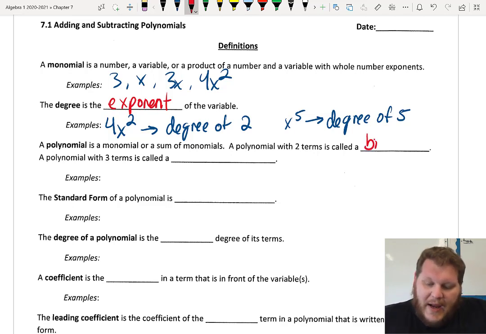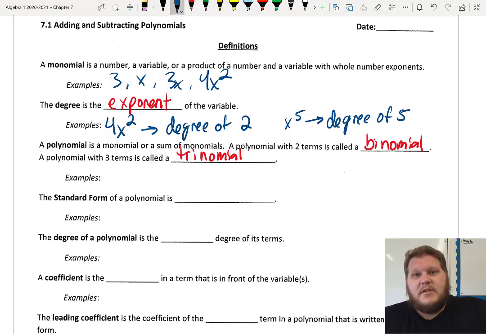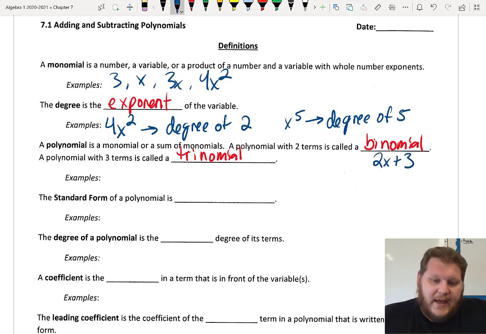A binomial means there are 2 terms. A trinomial means there are 3 terms. Just like a bicycle has 2 wheels and a tricycle has 3 wheels. So a binomial could be something like 2x plus 3. A trinomial could be 3 plus x plus 4x squared. So could be any number of terms.